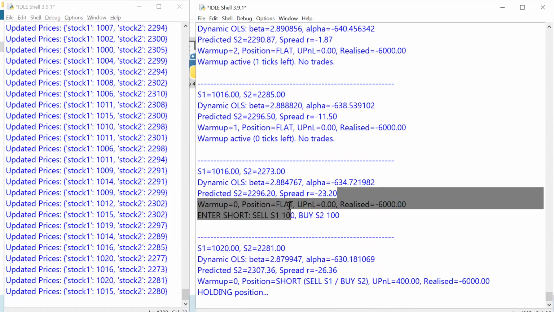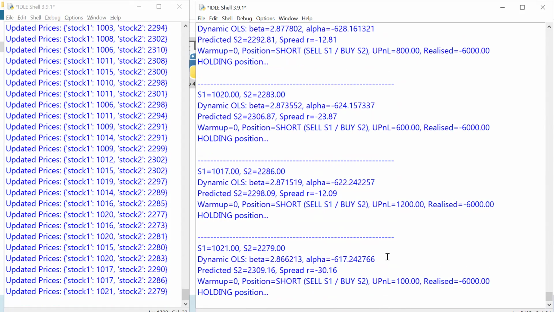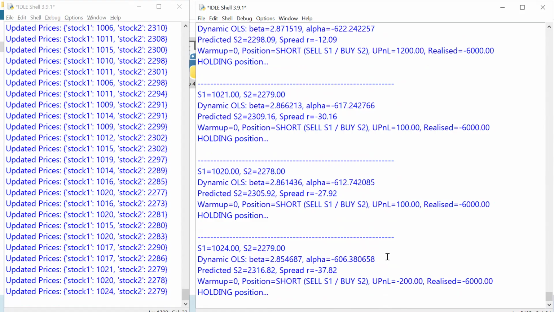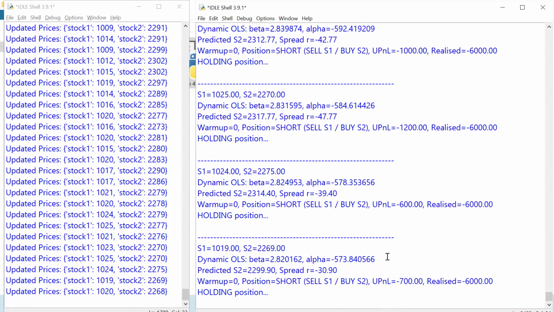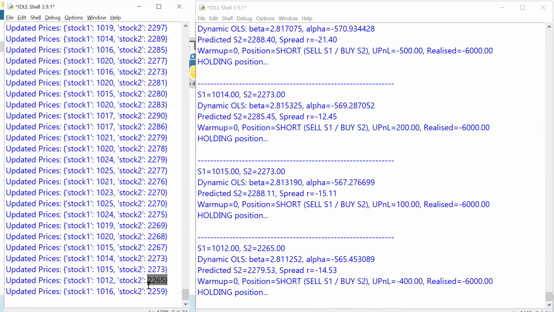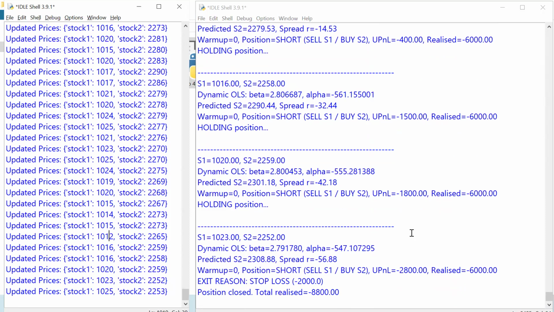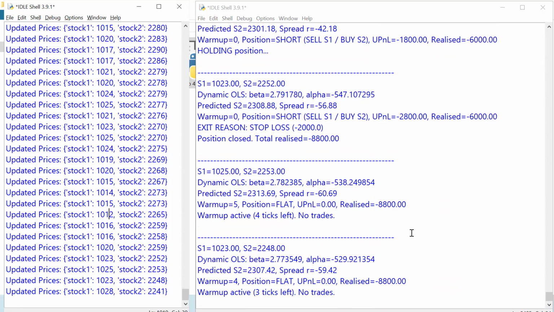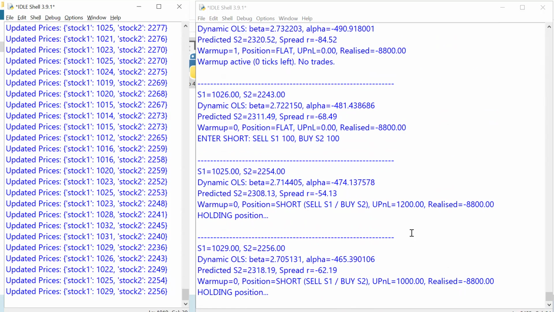Now it's negative, you can see. Sell S1, buy S2. The spread is negative. Now it says, okay, S1 is expensive, S2 is still in buy mode, even if it has become very expensive. But it basically checks the spread between both of them. Okay, again we are in a very good spread, negative side.